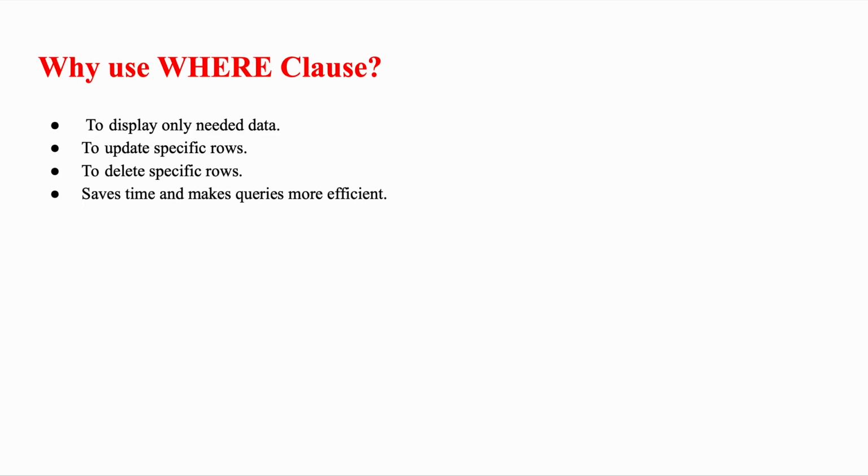So why do we use the WHERE clause? Because it lets us work with just the data we need. Instead of pulling all the rows, we can pull only the important ones. It helps us save time, improve performance, and keep our queries focused. It is also safer when updating or deleting data.